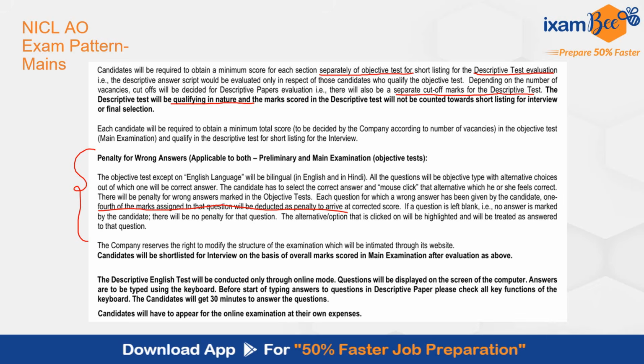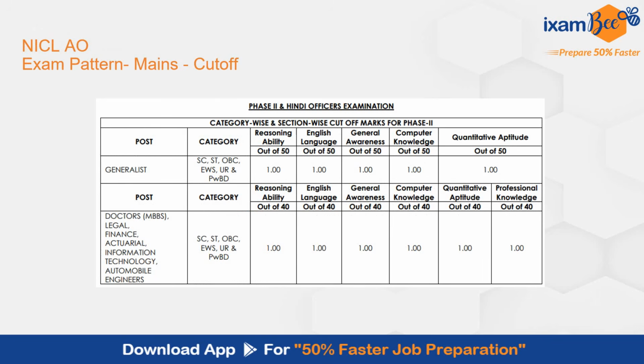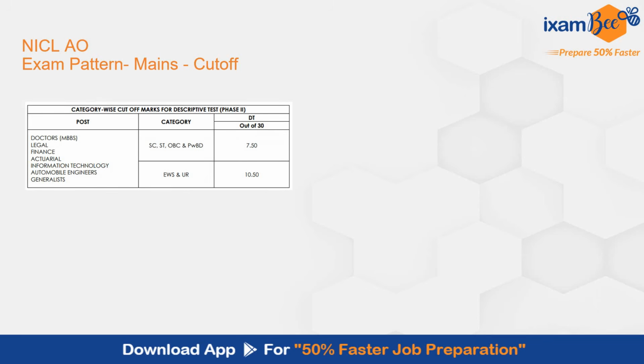Now let's move to the cutoff. You will be surprised to see the sectional cutoff. For all the specialized streams, for all categories, the sectional cutoff was 1 out of 40. So out of 40, only 1 was the sectional cutoff in each of the subject: reasoning, English, general awareness, computer, quantitative aptitude, professional knowledge. And for descriptive test, for the legal stream, for EWS unreserved, it was 10.5. The cutoff was 10.5 out of 30.